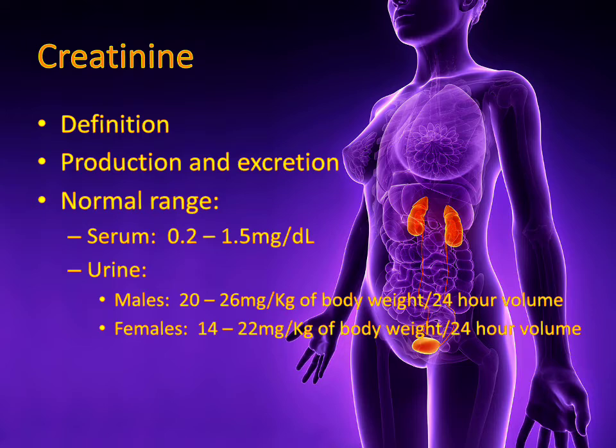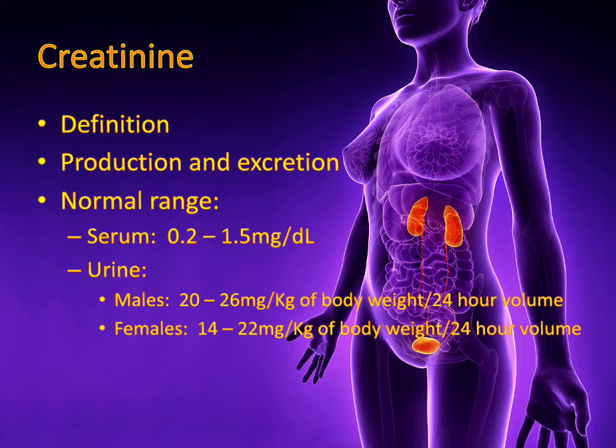Now, let's see how to convert a value into milligrams per deciliter. First, let's pick a value for a male patient. How about 23 milligrams per kilogram? And let's say this patient weighs 82 kilograms. 1 kilogram equals 2.2 pounds, so 82 kilograms is about 180 pounds. And the 24-hour volume is 1,200 milliliters, or 12 deciliters.